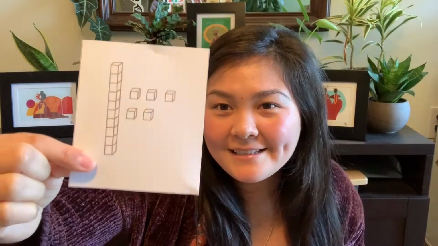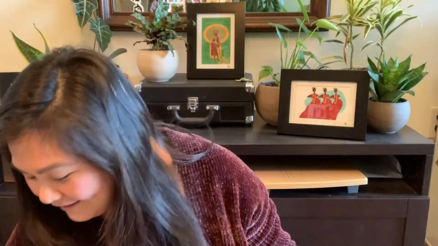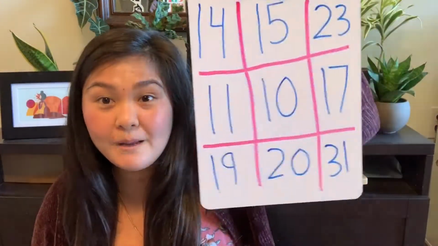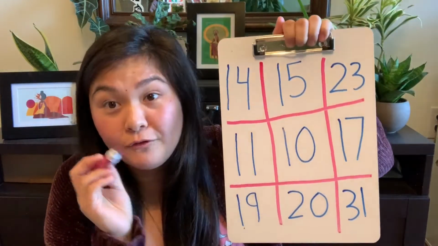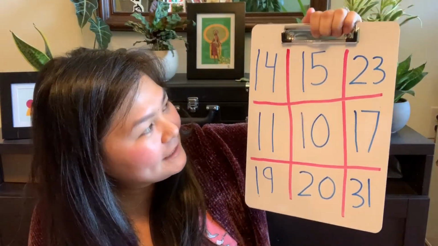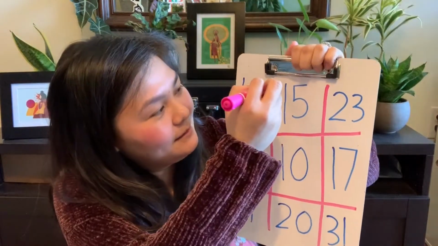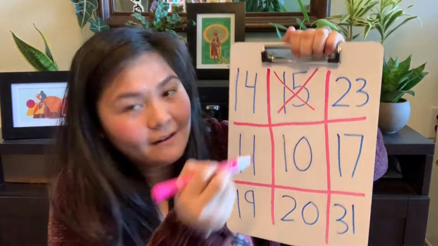The last number we said is 15. Great. So now we're going to look at our game board. I'm going to switch pens again so that I can cross out my numeral 15. 15 is a 1 and a 5. I found it. Cross it out, so I'm going to make an X on it. 15. Great, let's look at the next one.